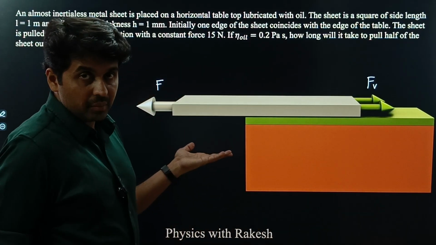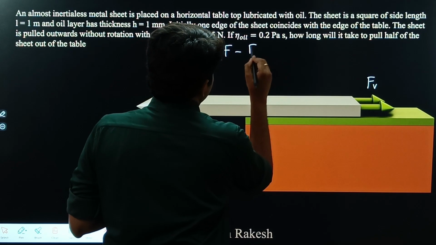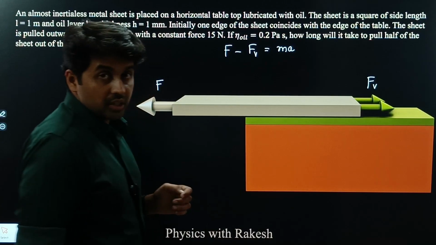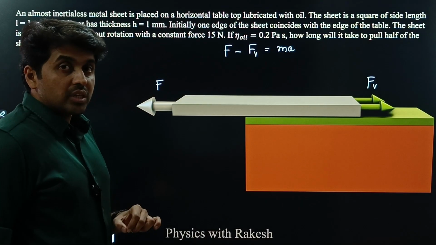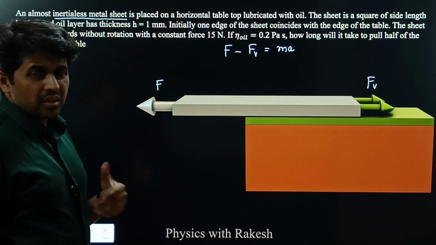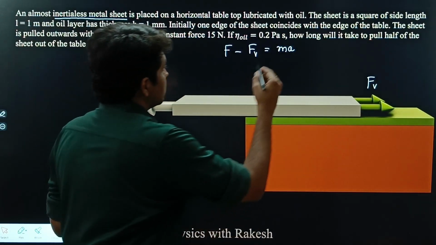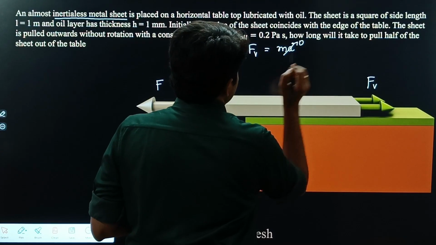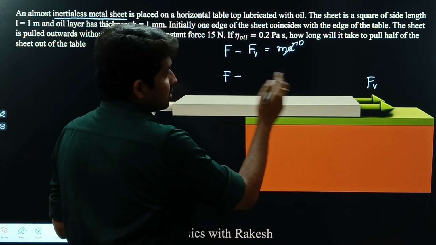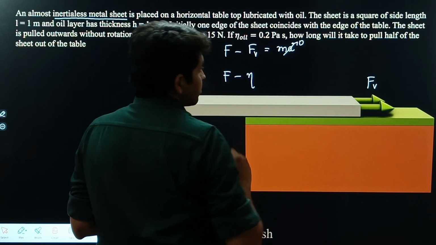So what can we write? Tell me here. F minus F viscous equal to mass into acceleration. In the question he has mentioned that it is an inertialess metal sheet. Inertialess metal sheet means the mass we can take as negligible. So we get this as F minus F viscous, and F viscous is nothing but eta into area.